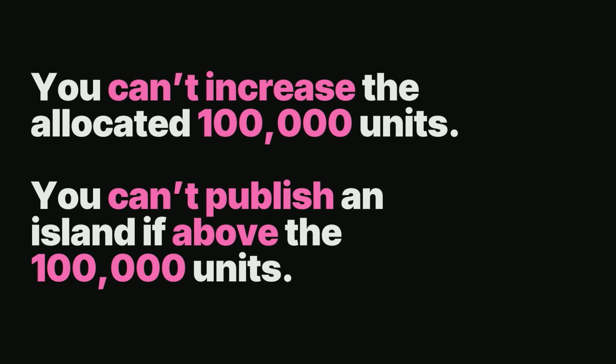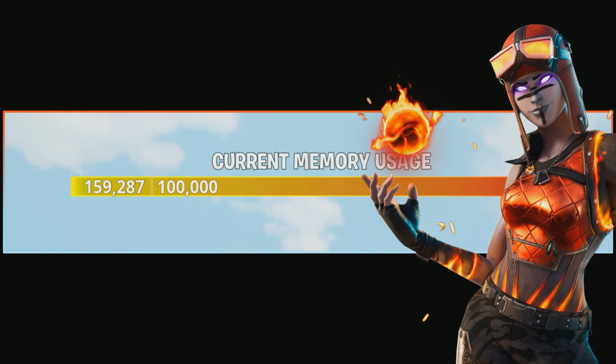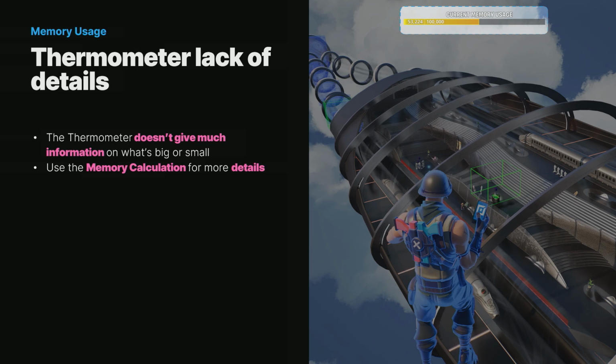And the thermometer can be seen as a restriction because you can't increase the 100,000 allocated units, and you can't publish an island if you are above the 100,000 units, making this thermometer your worst enemy the day before content lock. And as you can see here, the thermometer doesn't give you any detailed information on what's big or small in your level. And with this lack of details, it will be very hard to optimize. So we'll use what's called the memory calculation to get a much more detailed result.